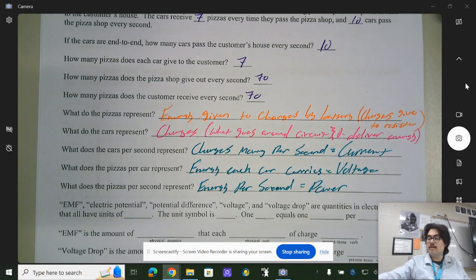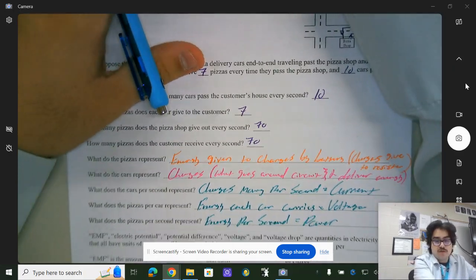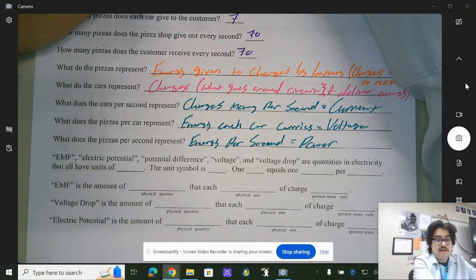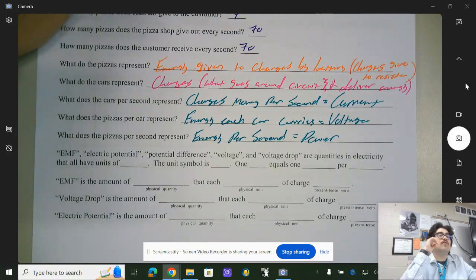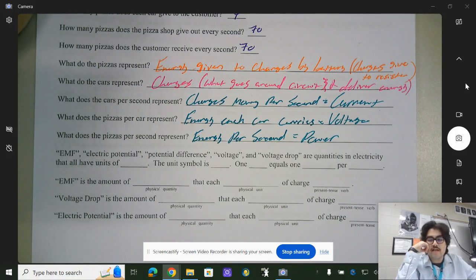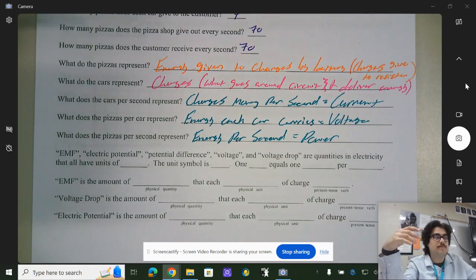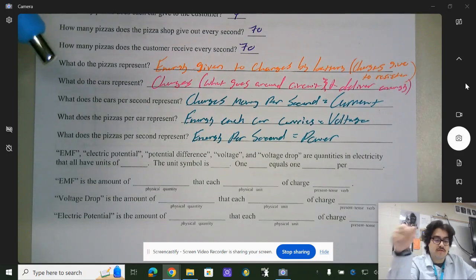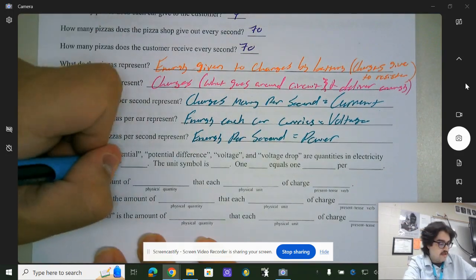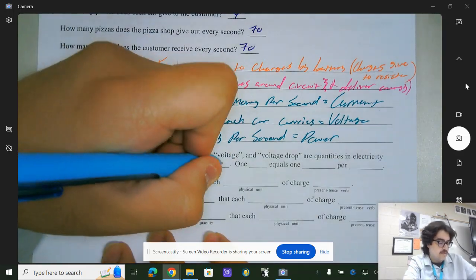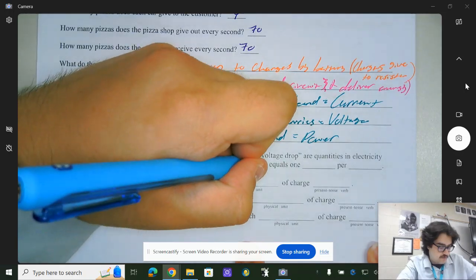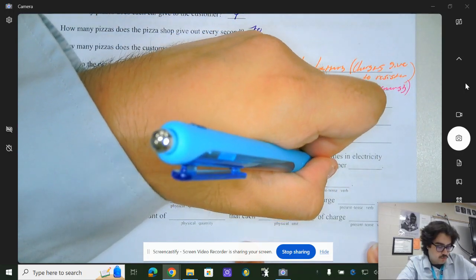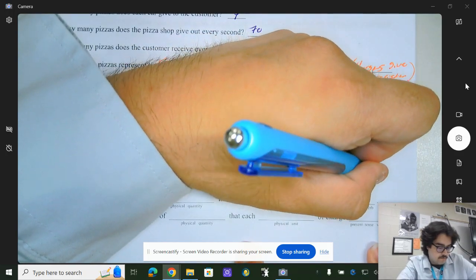Now, you're going to hear these words: EMF, electric potential, potential difference, voltage, voltage drop. These are all words that get used interchangeably, but they do have different definitions. They get thrown around a lot as being the same thing, but you do need to know their definitions. They all have the same units, though. It's volts. The unit symbol is a V. 1 volt is 1 joule per coulomb.